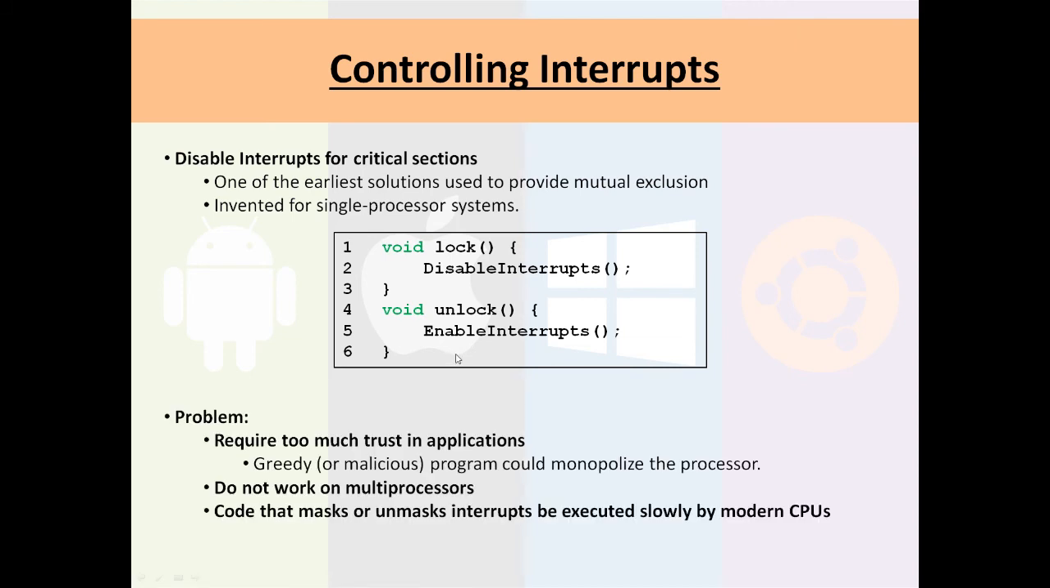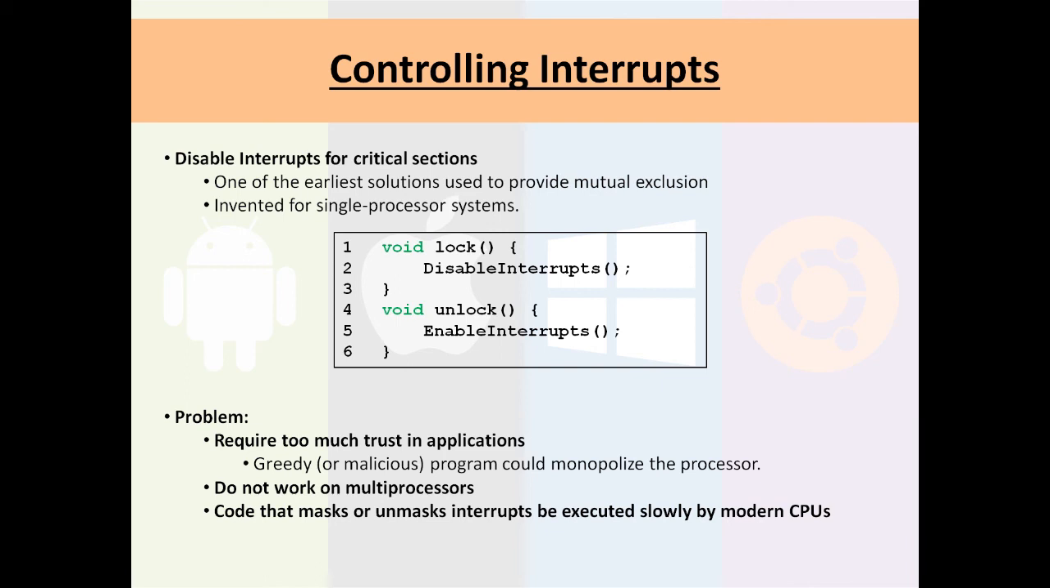Now, the problem with this is that there's multiple problems really. The first one being that you require too much trust in applications, meaning that a greedy program could essentially monopolize the processor. What if I just simply wrote a program that said at the beginning, like int main or something, and then I said lock, and then I did everything, and then I unlocked? I could essentially control the processor for the entirety of my program. And what if my program, for some reason, ran an infinite loop or something like that? Well, I would essentially have control of the processor forever.